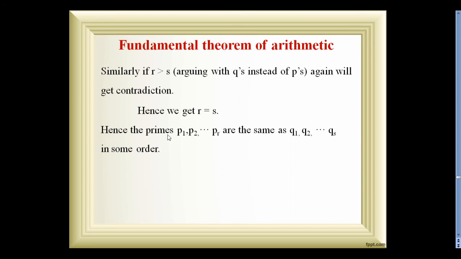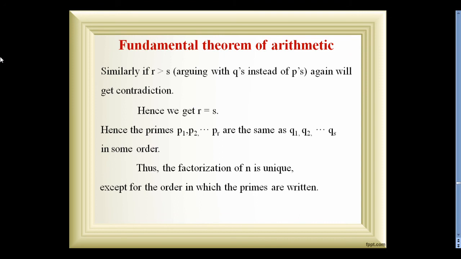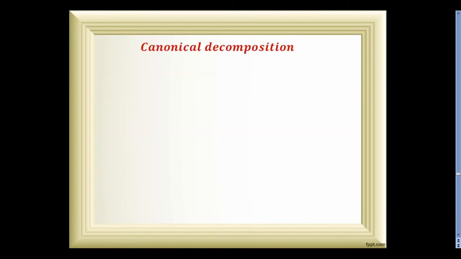Hence the primes p1, p2 and so on up to pr are the same as q1, q2 and so on up to qs, in the same order. Thus the factorization of n is unique except for the order in which the primes are written. Hence the proof: we have proved the first part and second part with the help of the strong induction method.